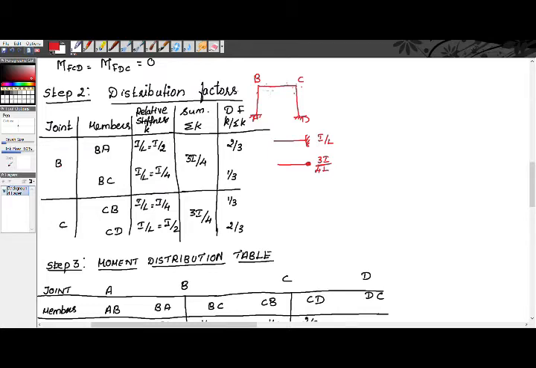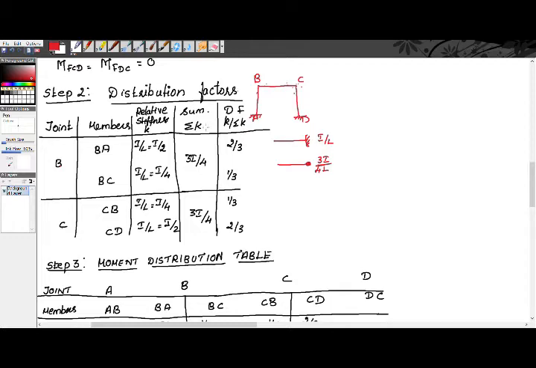Now for the span BC, when you are considering BC, C is intermediate support. So intermediate supports are assumed to be fixed support because they will carry the moments. So for intermediate supports also it is I by L. So for BC it is I by 4. Similarly for joint C also, for CB it is I by L, and for CD also it is I by L, because everywhere we have to consider it as fixed support.